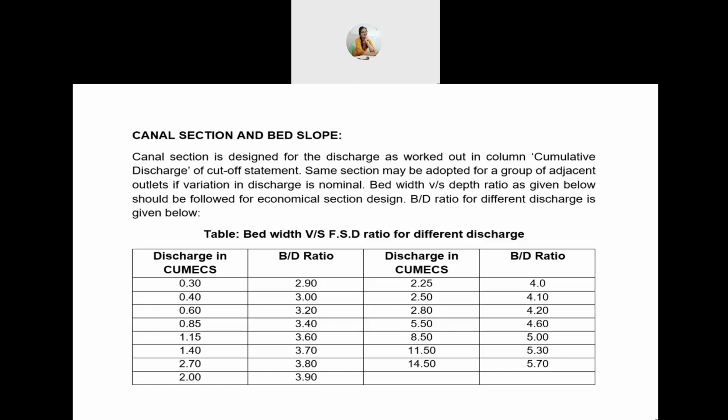So, B by D ratio for different discharge is given below. That is, bed width versus depth ratio for different discharge is shown below. Discharge in Qmax, B by D ratio, discharge in Qmax, and again B by D ratio. So this table is important.